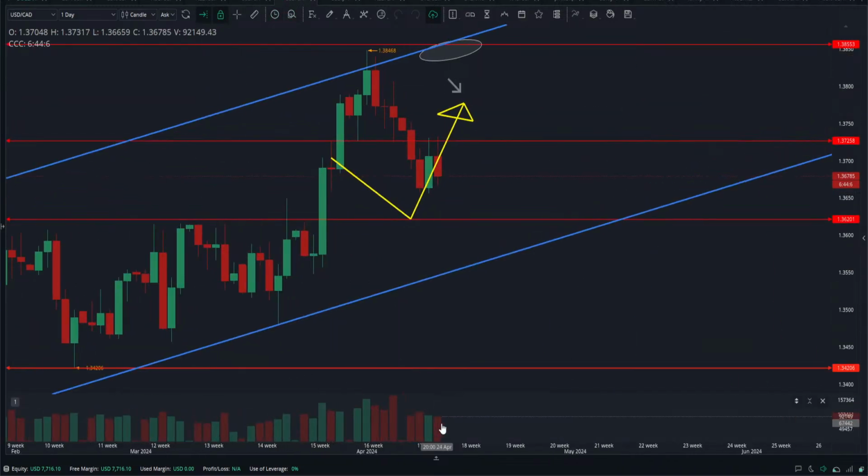USD CAD, I think I shared this view again yesterday, that although the price was trying to rise from here, 1.3725 was expected to act as a resistance. Now that is the resistance level. The support is 1.3620.